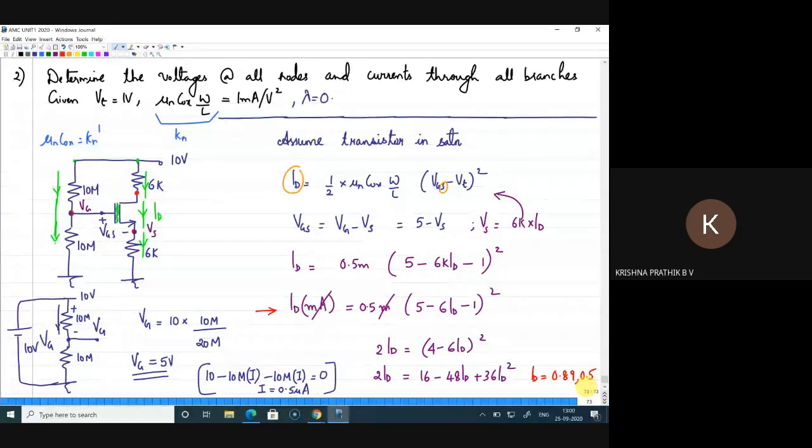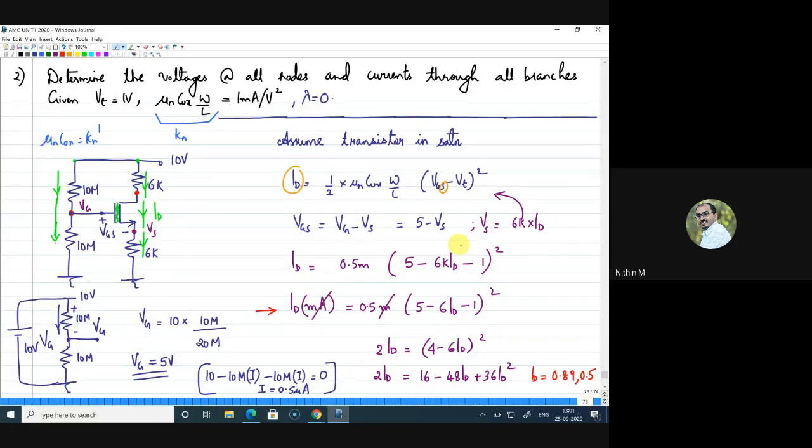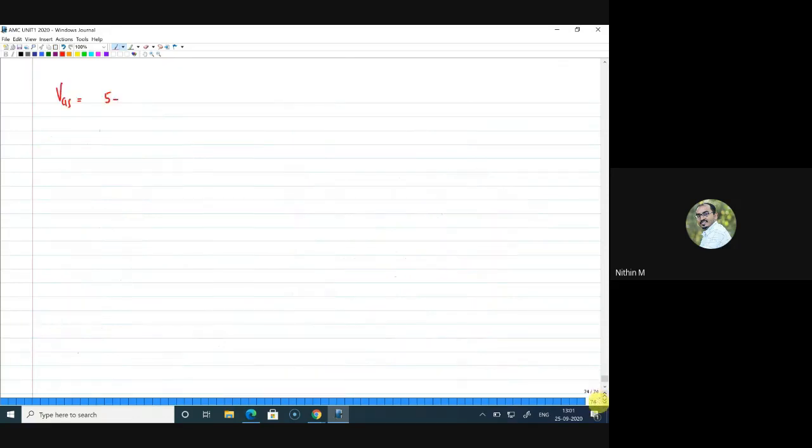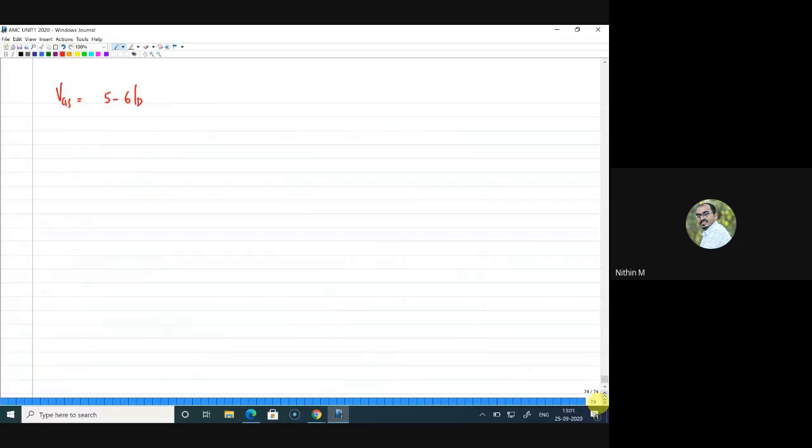So you can find out the potentials and then check if it satisfies the saturation current thing. Very good, very good. Yes. So I have two current values, 0.89 and 0.5. So what I can do is I can actually check for the VGS voltage, right? So what is my VGS voltage? VGS is 5 minus 6 ID, right? 5 minus 6 ID is my VGS. Isn't it correct?